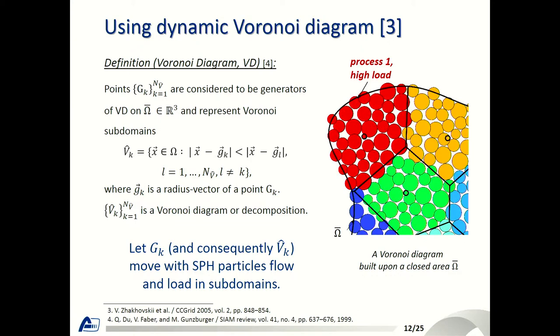How it looks like. So for example, process one has very high load. We just move the point generator out, and the boundaries move also. And some particles from area one move to adjacent areas. And that is why the load is reduced, and so the simulation is quite balanced.